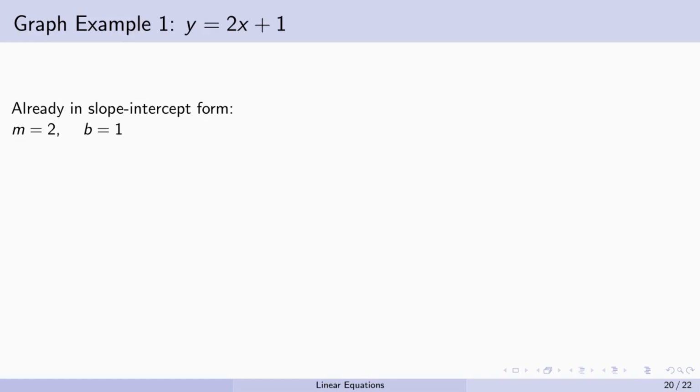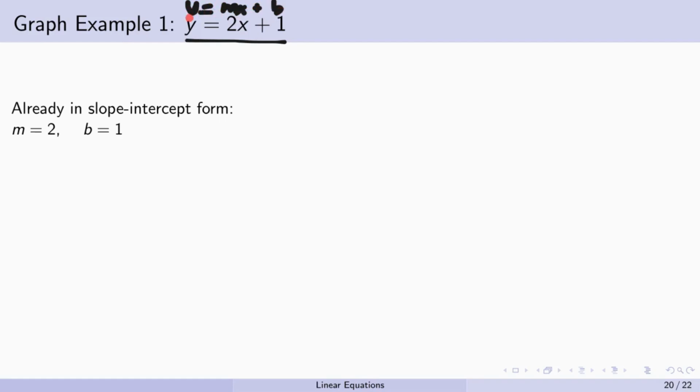Again, the first thing that you must understand is to write the equation in slope-intercept form. However, this given example number 1 is already in the slope-intercept form. Again, the form is y is equal to mx plus b.